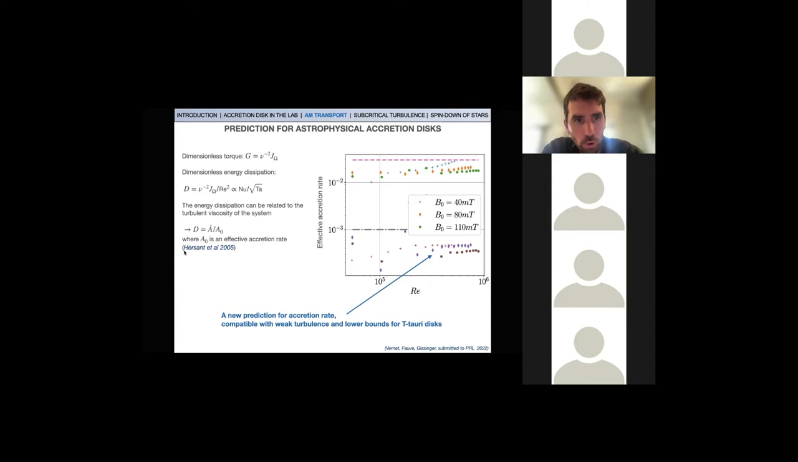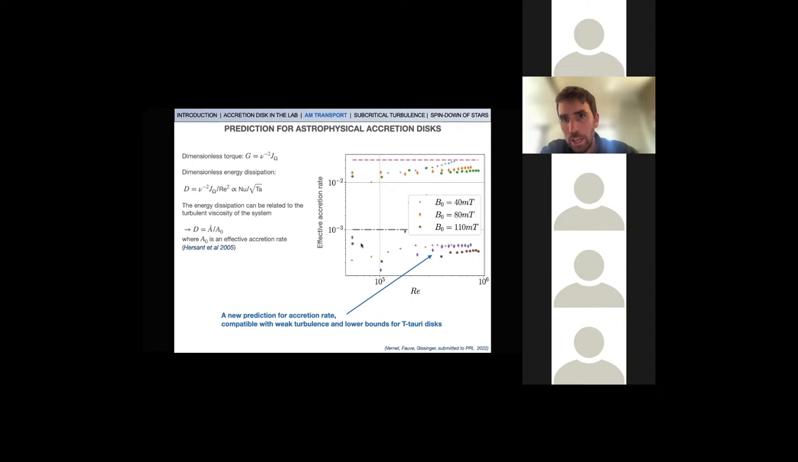Basically, if you look at this paper, you can see that the torque, the Nusselt number, can be translated into some energy dissipation, which can be related to accretion rates, to some effective accretion rate for an accretion disk. So we can compute this effective accretion rate in our experiment as a function of the Reynolds number. This is what we get when we don't remove the poloidal circulation. And this is what we get when we only consider the turbulence, the Keplerian turbulence.